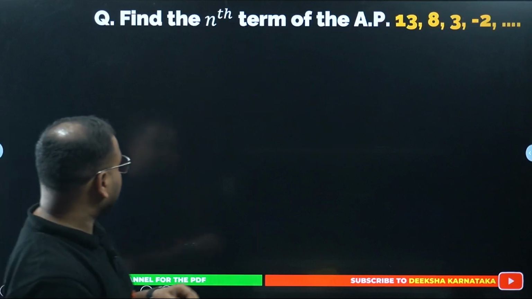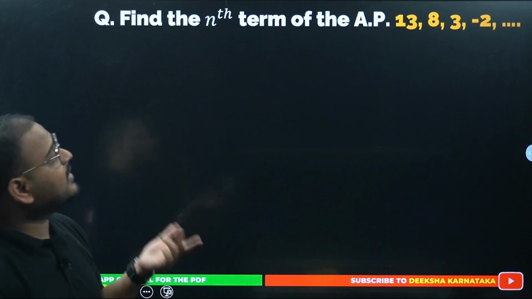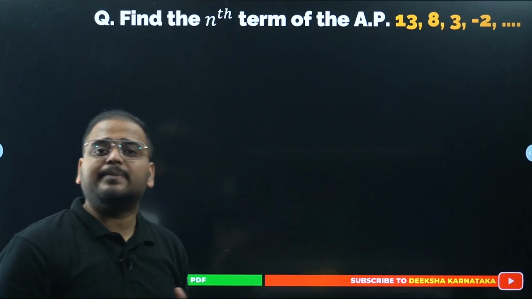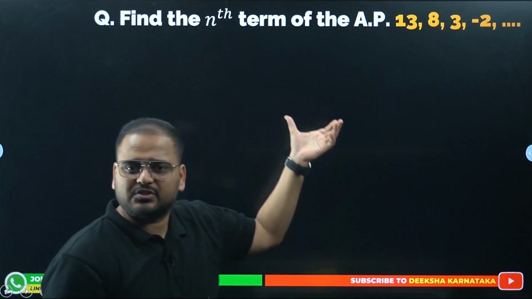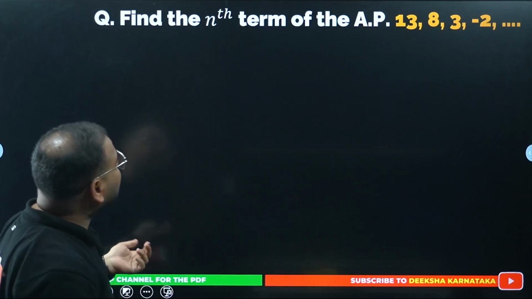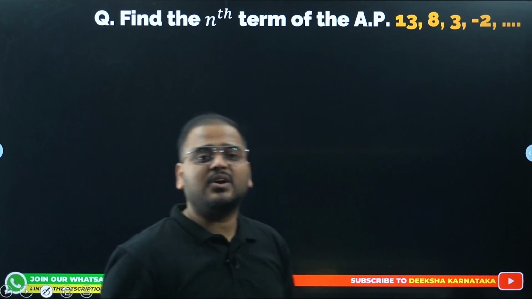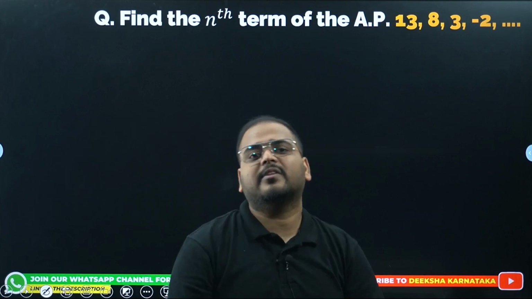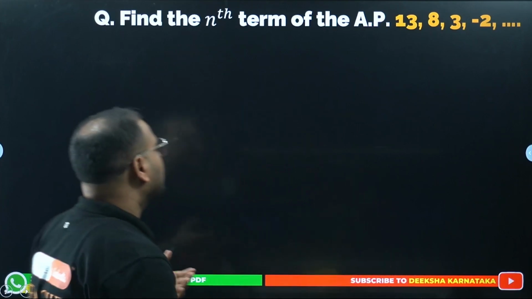Moving on. Find the nth term of an AP: 13, 8, 3, minus 2. I'm not spending too much time on these questions because they are very simple, so no need to spend a lot of time here. The AP is given as 13, 8, 3, minus 2. Don't have to worry whether it is an AP or not. It's already given as AP.